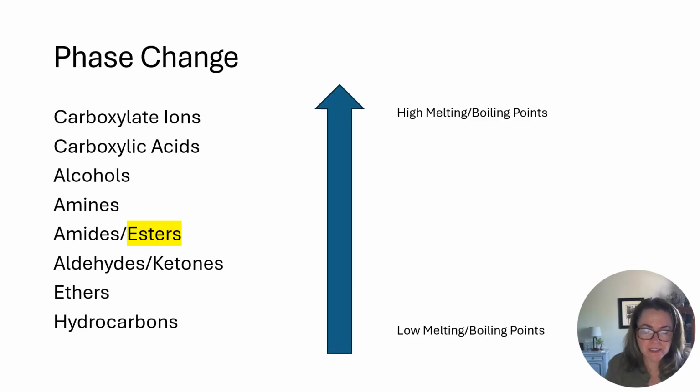Okay, and lastly is our ranking of phase change. So we're looking again at melting and boiling points. The lowest melting and boiling points are going to be our hydrocarbons, ethers, aldehydes, and then notice that esters are going to fall right in line with the amides. Amines will have a higher melting and boiling point than alcohols, carboxylic acids, and then carboxylate ions.